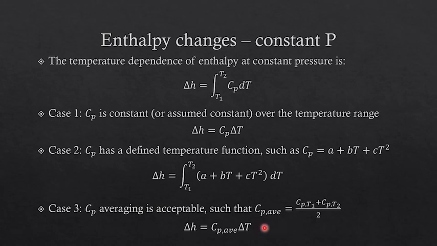You cannot use case 3 if the heat capacity function over the entire temperature range you are studying is not a linear function or does not approximate a linear function. If it is a strong quadratic function, meaning it's not a straight line, then the averaging of the heat capacity will not be suitable for that substance. Okay, we have to resort to case 2.